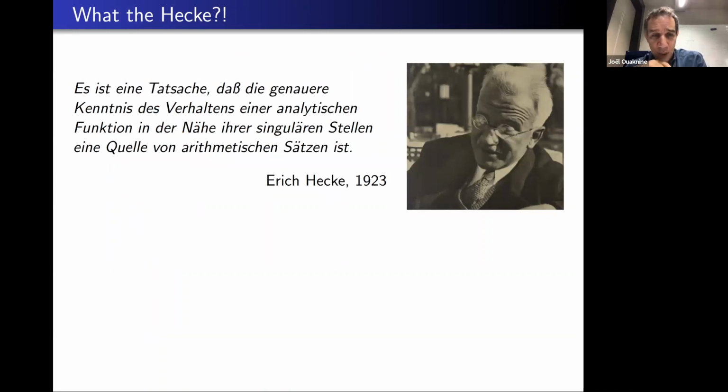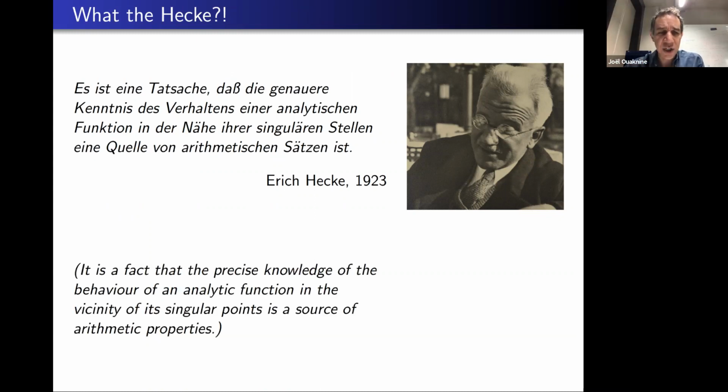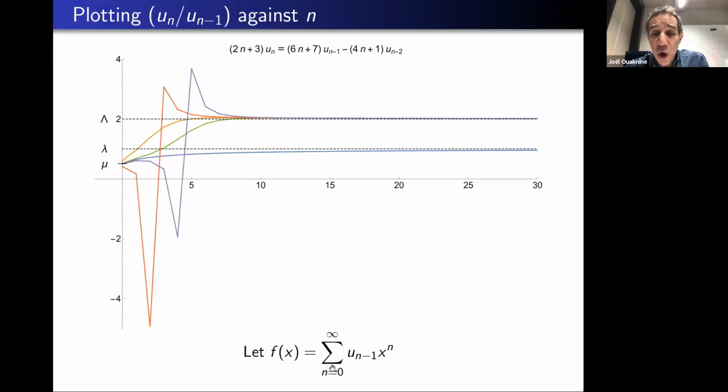So this is spelled out in German by Erich Hecke. So here's the English translation. It is the fact that the precise knowledge of the behavior of an analytic function in the vicinity of its singular points is a source of arithmetic properties. So how do we use this?